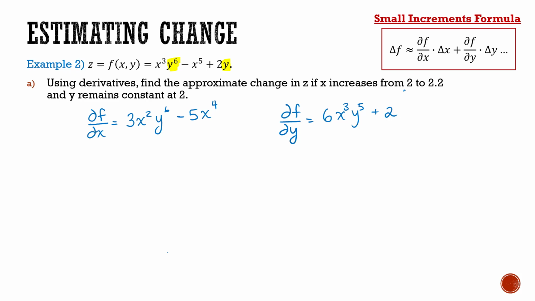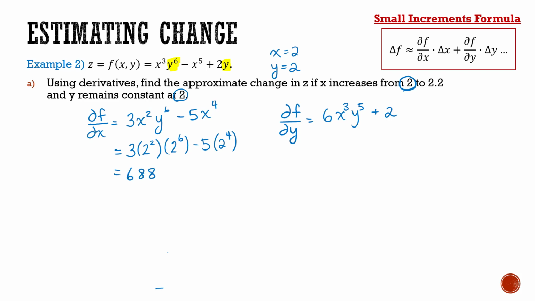So now I have to calculate these partial derivatives based on my current coordinate. So based on the information here, it says x is going to be increasing from 2 to 2.2, meaning it's currently 2. So x is equal to 2, and y is going to be remaining constant at 2, meaning y is also currently 2. So calculating my partial derivative, I'm going to have 3 times 2 squared, my x is 2, times 2 to the power of 6, as my y is 2, minus 5 times my x value, 2 to the power of 4. And this is going to give me 688.